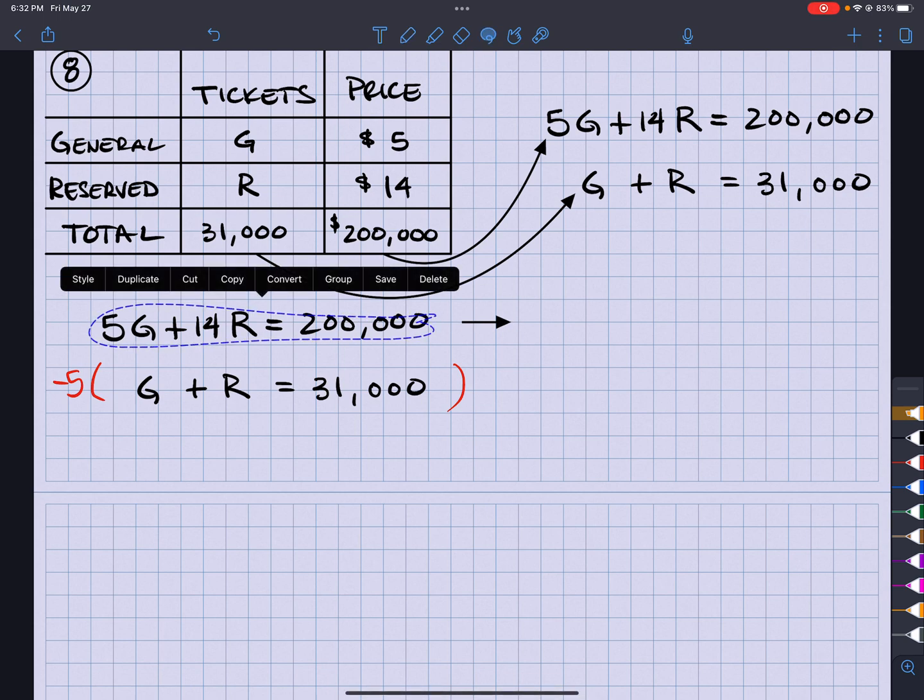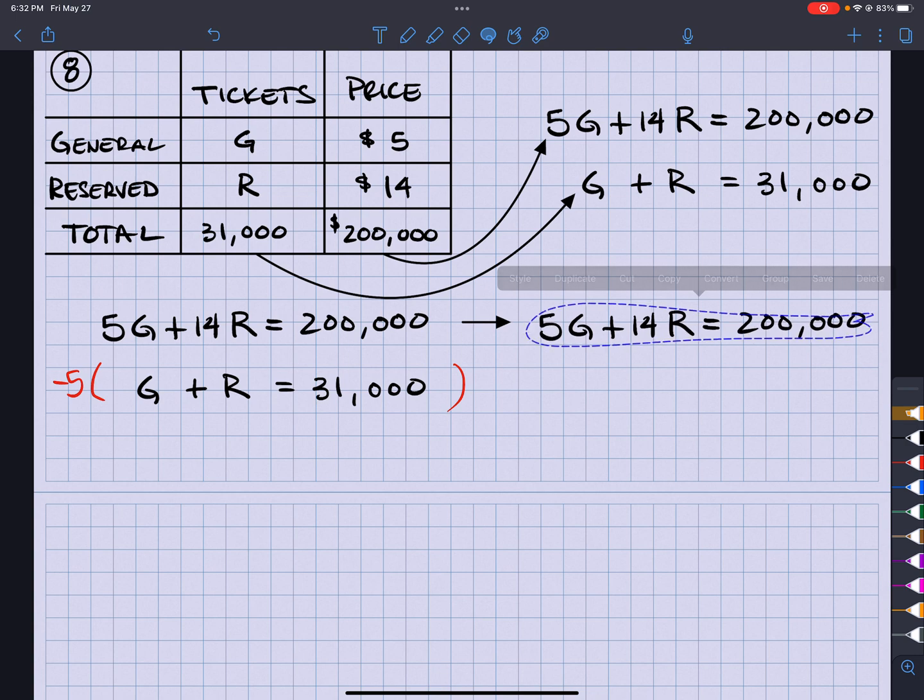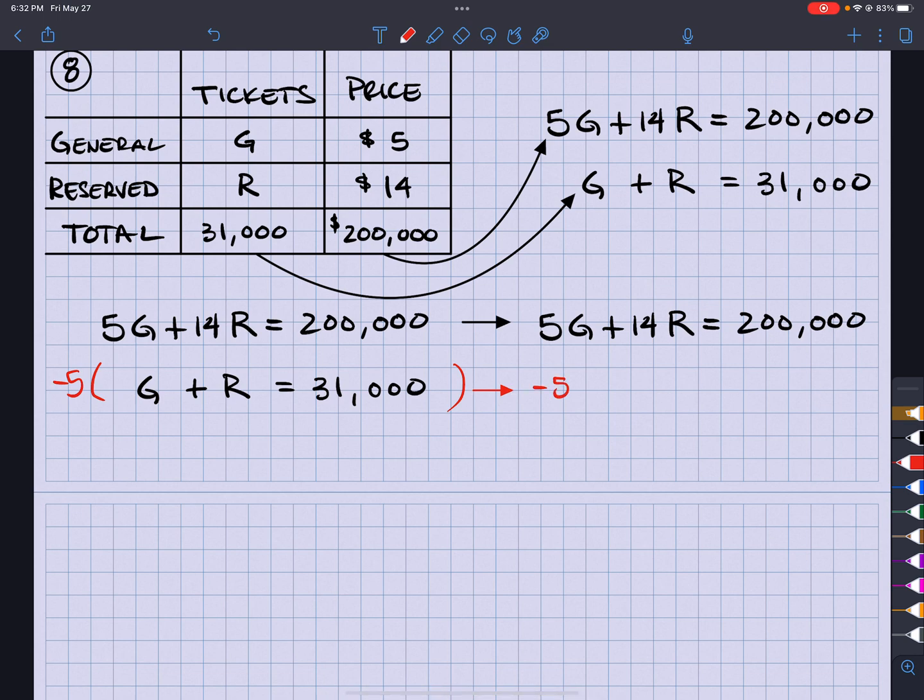Awesome. So I'm going to take that and just duplicate it and bring it over here. The bottom equation, however, now I have to distribute that -5, so I'm going to have -5G minus 5R equals 31,000 times -5, which would be -155,000.